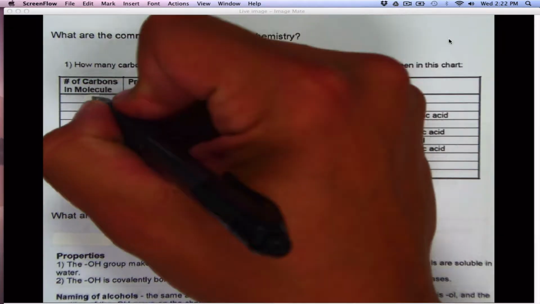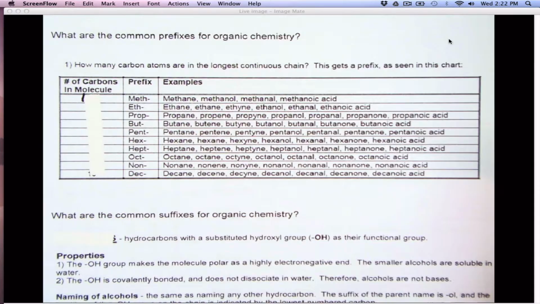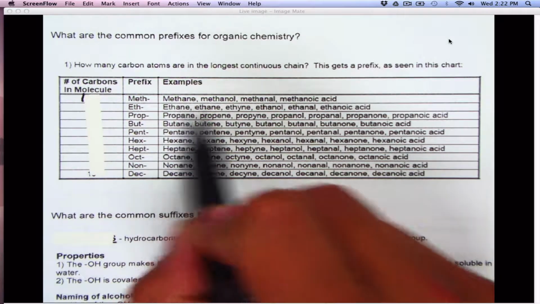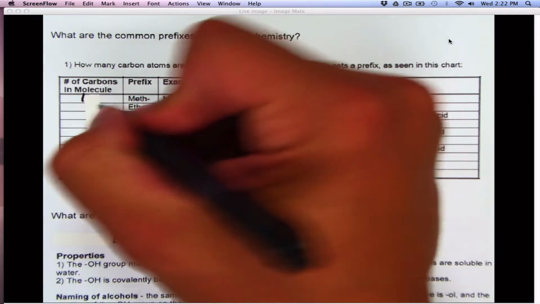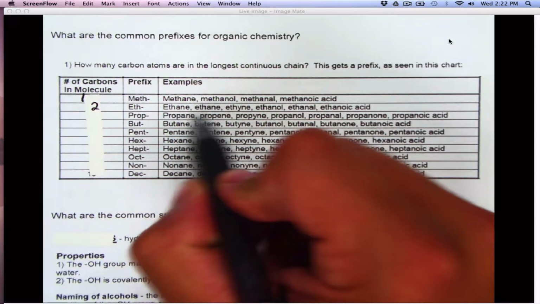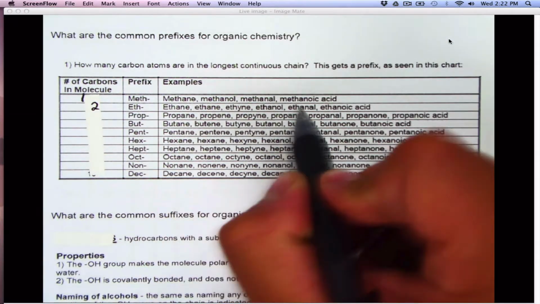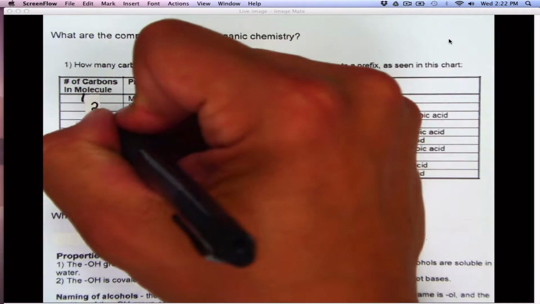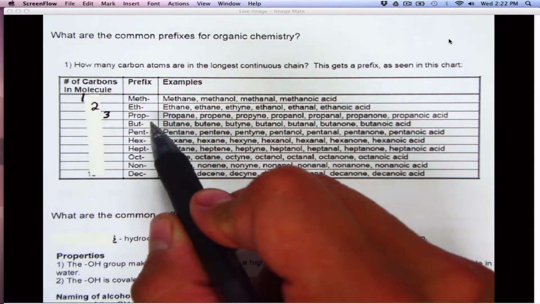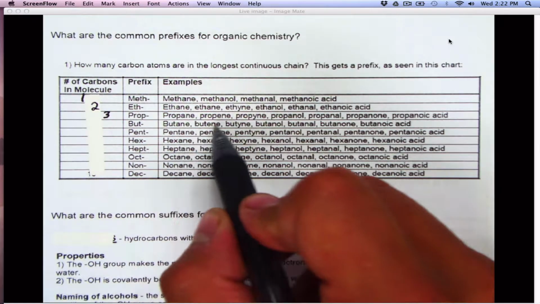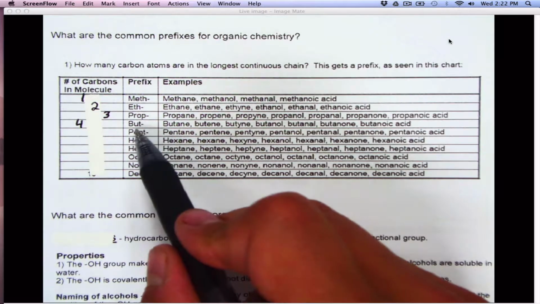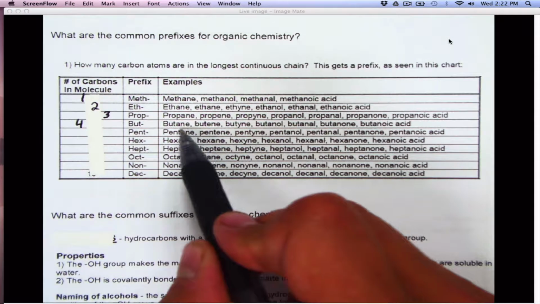So if I have one carbon, the prefix for one is meth. Okay, like methane, methanol, methanal, so on and so forth. The prefix for two is eth, like ethane, ethene, ethyne, so on and so forth. 3 is prop, or prop, however you want to say it. It's actually prop, so like propane, propene. 4 is bute, not but, it's bute, butane, butene.